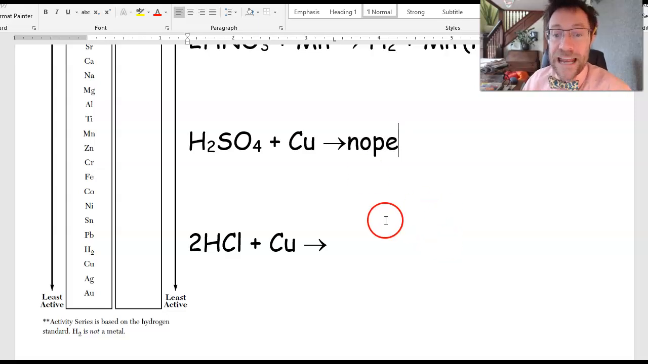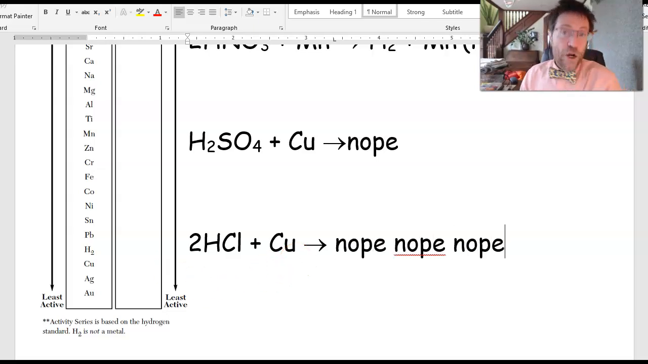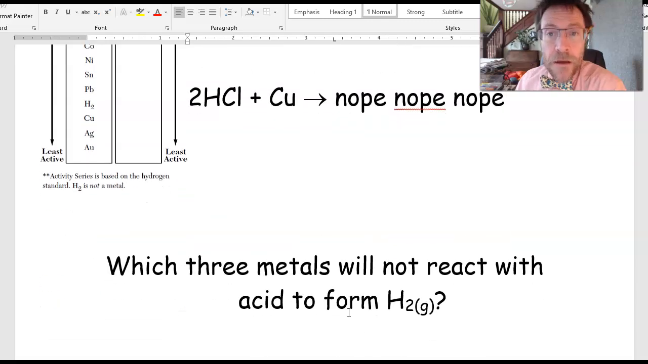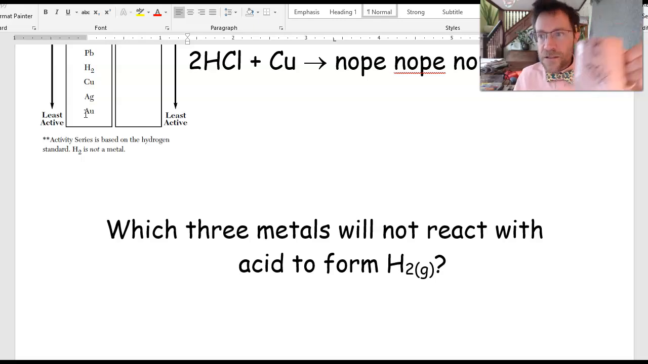Nope. Not happening. Look, hydrochloric acid. Doesn't matter what kind of acid it is. Nope, nope, nope. It's not happening because copper's below hydrogen. Easy peasy lemon squeezy. Again, which three metals? Copper, silver, gold. Those are the three exceptions, so those are the ones you just kind of got to lock onto. You dig what I'm saying? Awesome sauce.